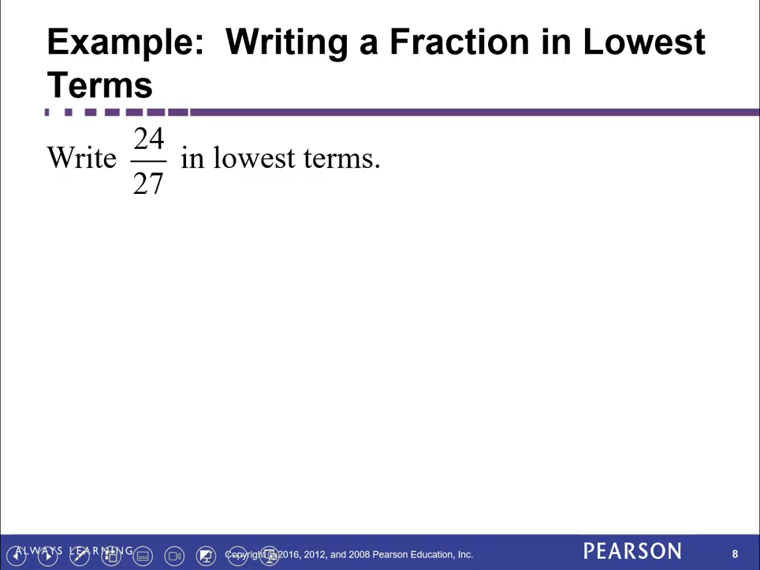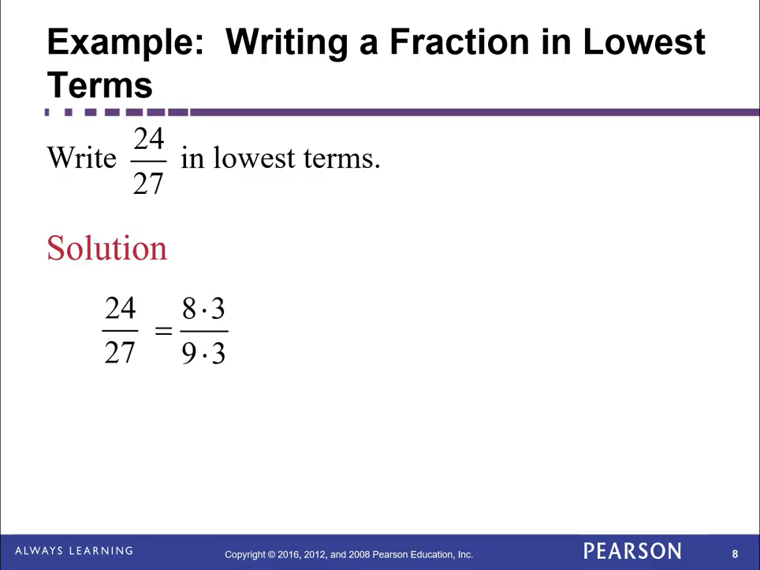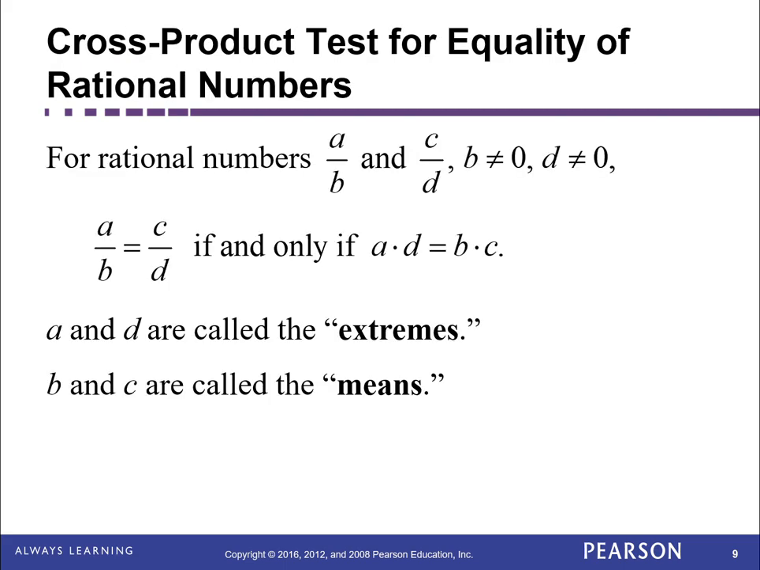Alright, let's write 24 over 27 in what we call lowest terms. Now, in order to do this, we need to break down 24 and 27 into different terms, ideally into two terms that have a common term with each other. So here you can see we chose to break down 24 into 8 times 3. We chose to break down 27 into 9 times 3. The reason we did that is because the 3's will cancel and it'll leave this in the lowest terms of 8 over 9. So that's why you really have to know your multiplication facts.